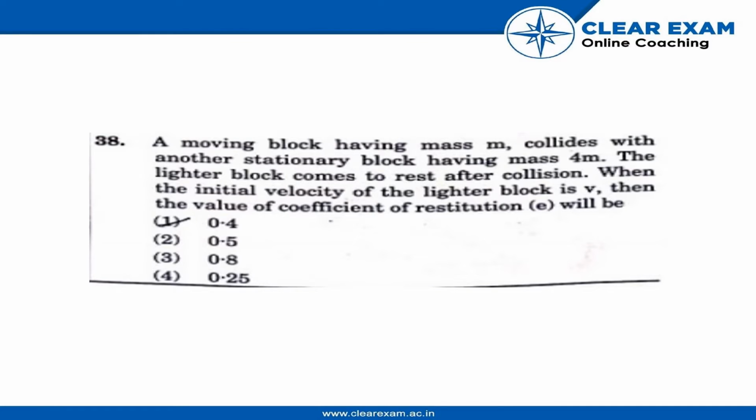So question 38. A moving block having mass m collides with another stationary block having mass 4m. The lighter block comes to rest after the collision, and when the initial velocity of the lighter block is v, then the value of the coefficient of restitution, denoted by E, will be. So these are the options. So we have to find the solution of this.